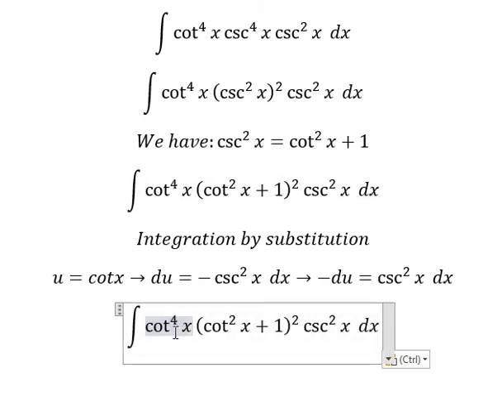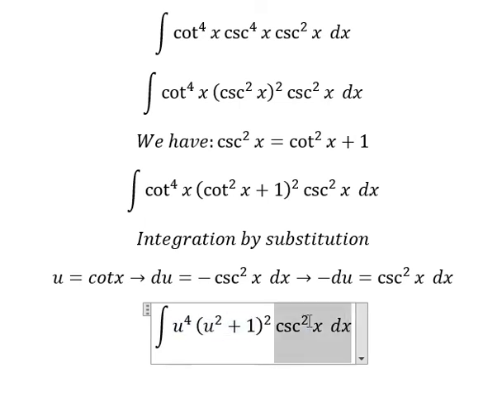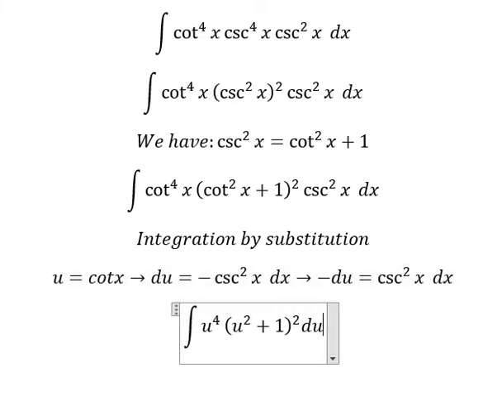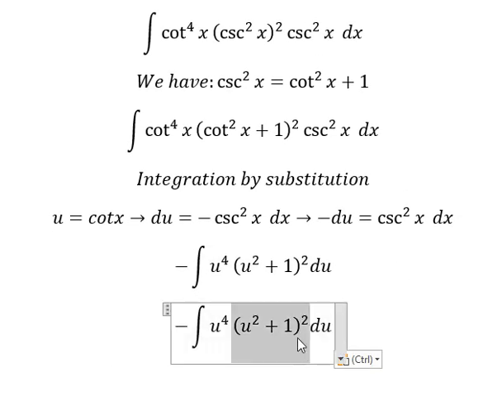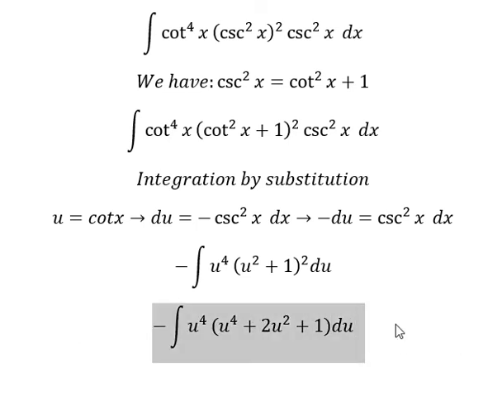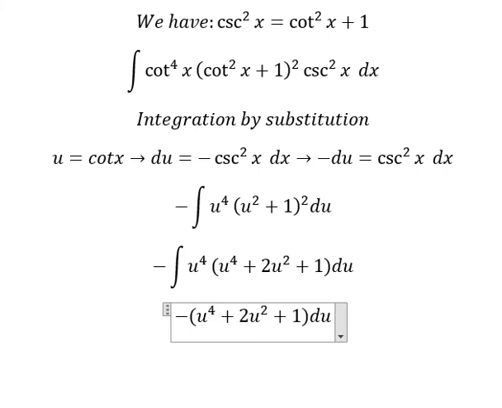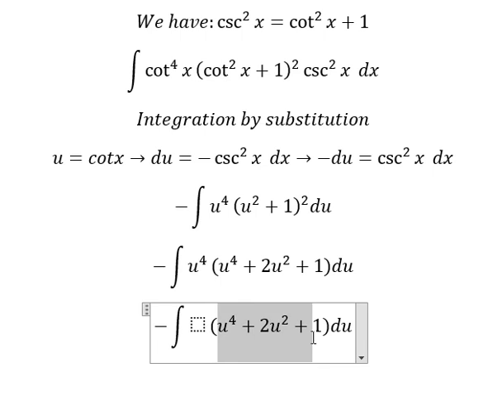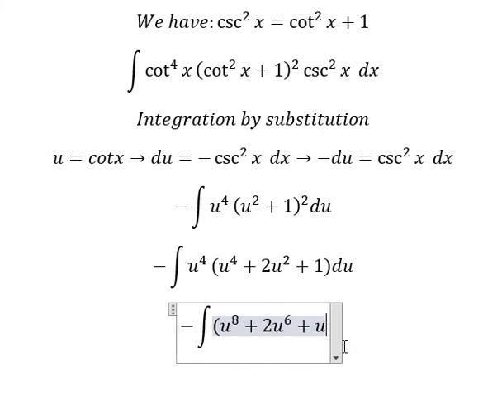This one we change to u. This one we change to u. This one we change to negative du. Now we need to expand this one. Next, this one is multiplied by this one, and this one. So we have u to the power of 8, minus 2 u to the power of 6, and u to the power of 4.